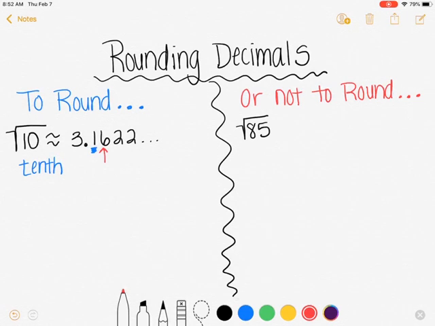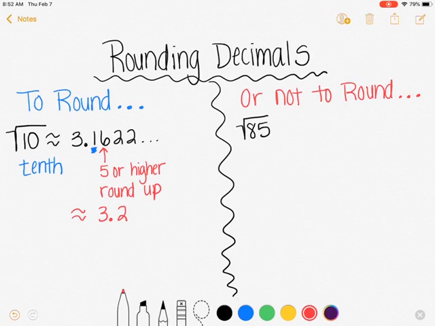Since this number is 5 or higher, we are going to round up. So we approximate this answer to be approximately 3.2.